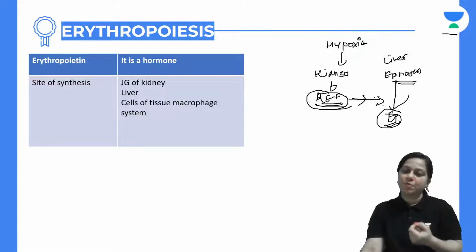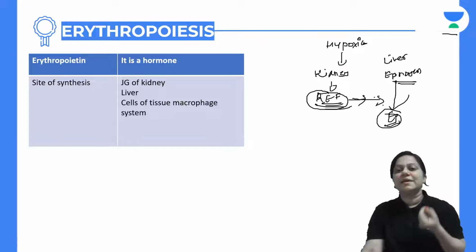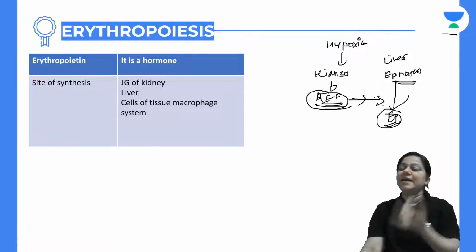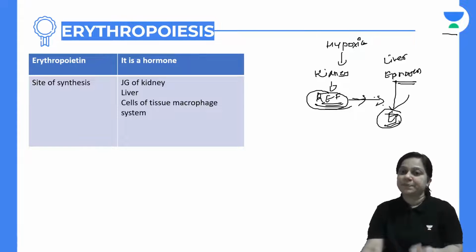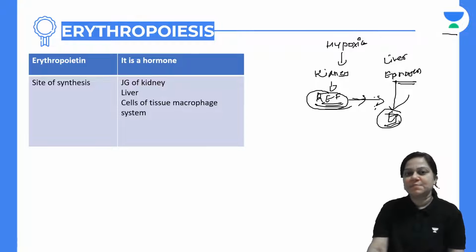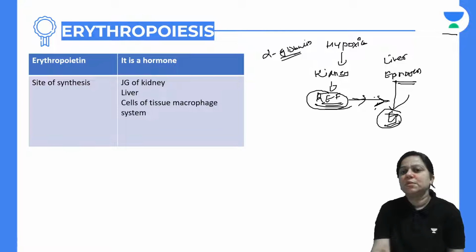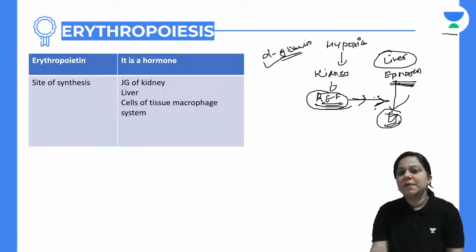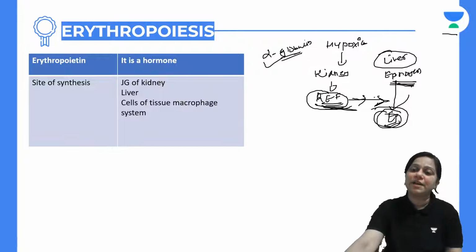So renal hypoxia causes release of renal erythropoietic factor, which will act on erythropoietinogen. Try to recall the plasma protein part. Erythropoietinogen is an alpha globulin, synthesized by the liver and present in the blood. It will get converted into erythropoietin by the action of renal erythropoietic factor.